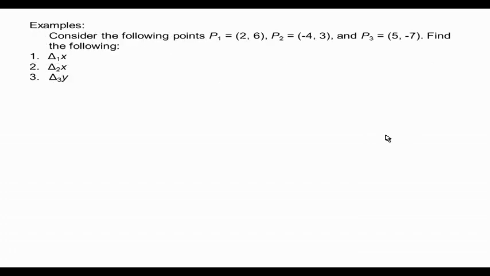Let's try an example. So consider the following points. P1, coordinates are 2, 6. P2, coordinates negative 4, 3. And P3, coordinates are 5, negative 7. So this is like x1, y1, x2, y2, x3, y3. We're going to find the following. Number 1, delta 1x. Number 2, delta 2x. And number 3, delta 3y.